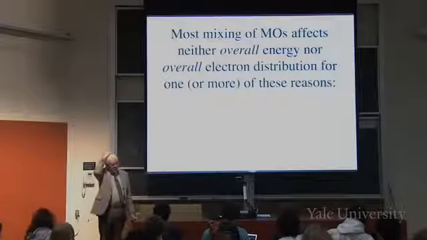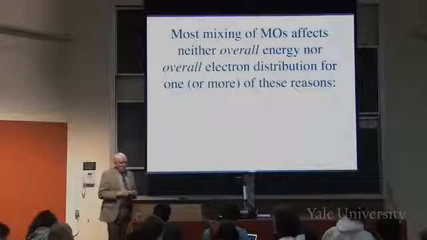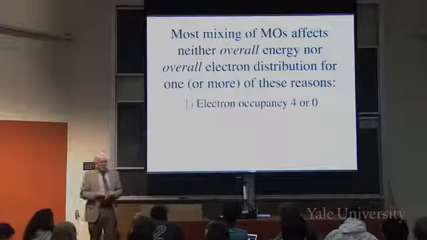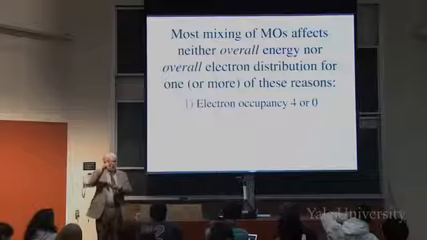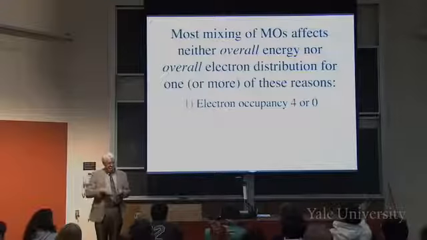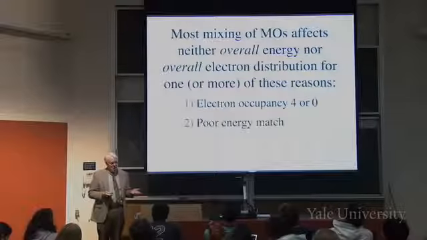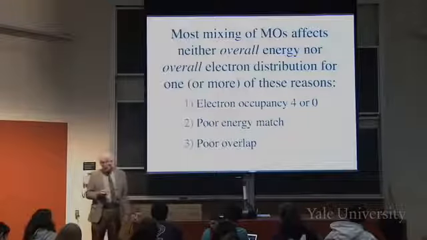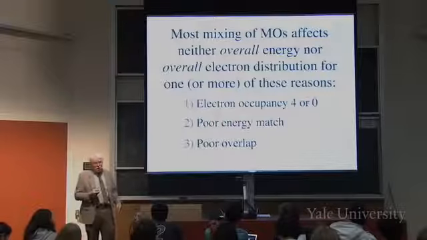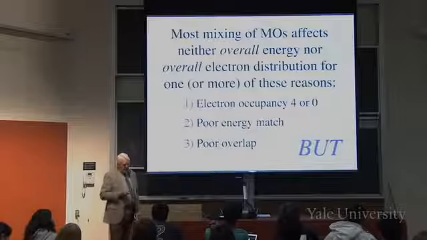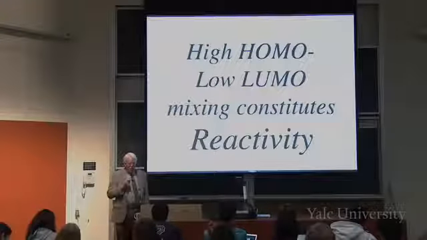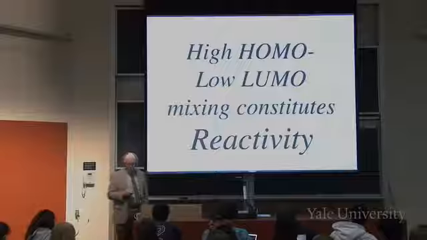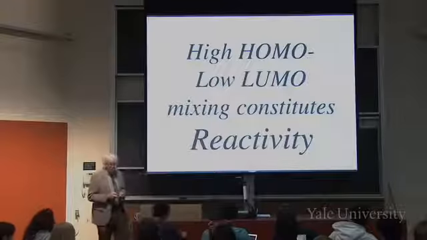Most mixing of MOs affects neither the overall energy nor the overall electron distribution for one or more of these reasons. Okay? First, the electron occupancy can be 4, that is, both were occupied, which means 2 go up and 2 go down, and the ones that go up a little more, so that's not a bond. Or 0, and you don't care about the energy. Or the energy match is poor, so there's not much mixing altogether. Or there's poor overlap, so even if the energy match were good, you wouldn't get anything out of it. But if you have high HOMO and low LUMO mixing, then you get reactivity, unusually high HOMO and unusually low LUMO. And that's the secret we've been going for all semester.